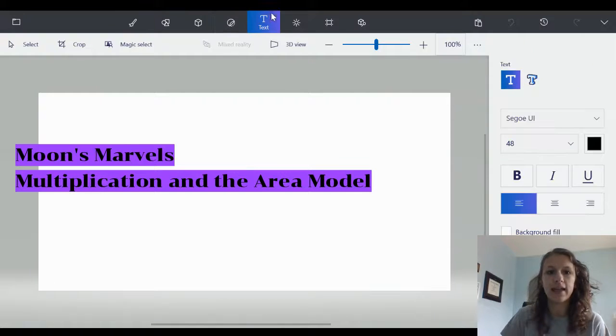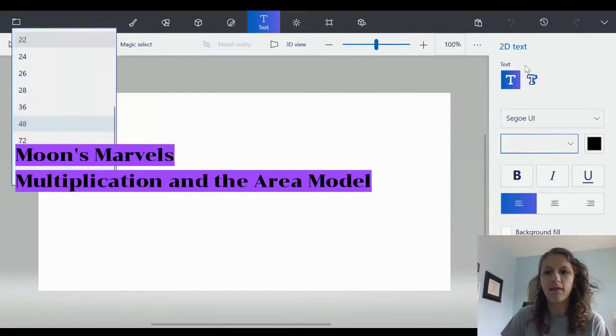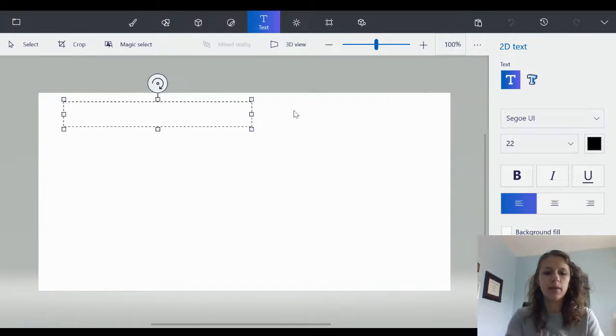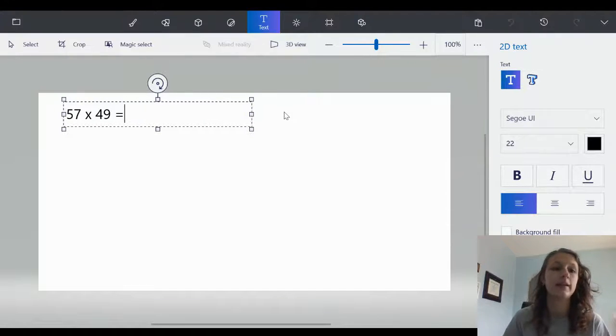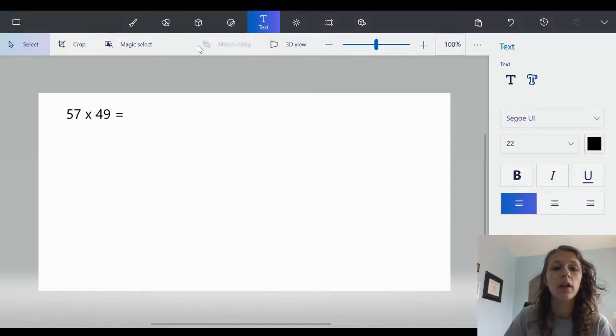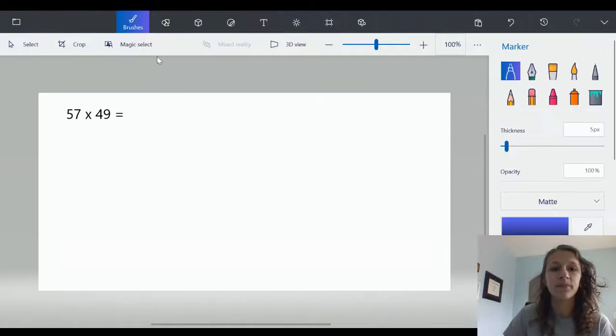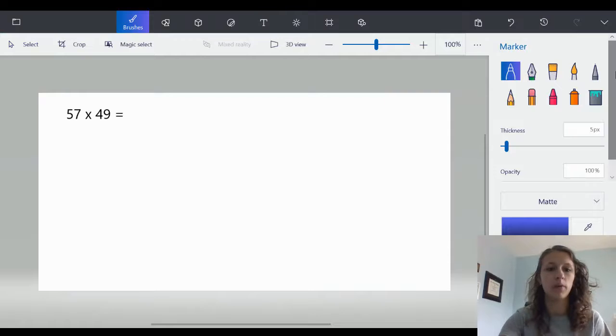Okay, so let's say that we have 57 times 49, and I want to find the product of 57 times 49. So I'm going to use what I know about area, which means that my area can be found by multiplying my length and my width of my rectangle to solve this. So I'm going to draw my area model.